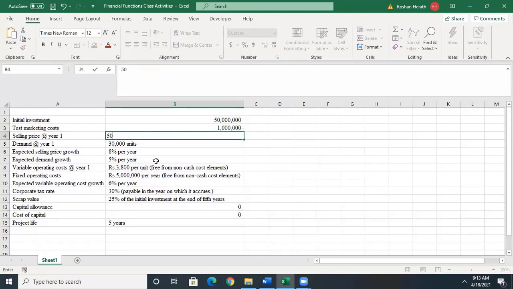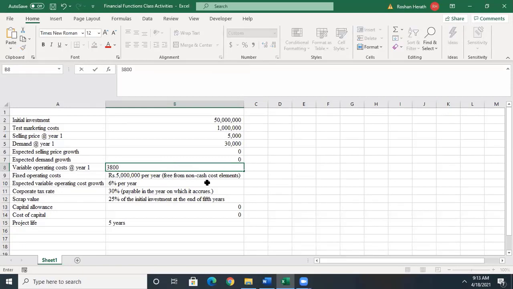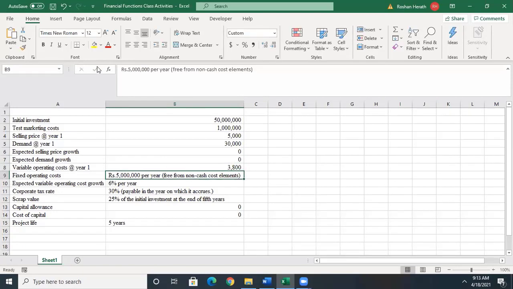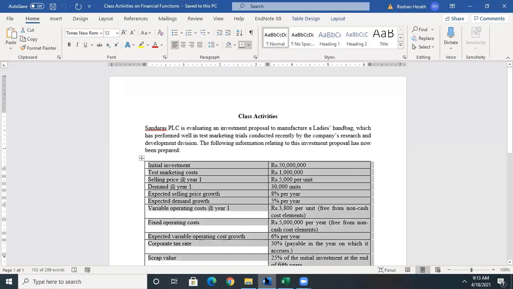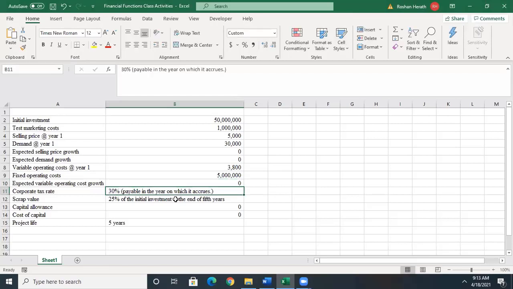Then it's rupees 5,000, demand 30,000, 8%, 5%, 3,800 variable cost. Are we correct? Yeah, it's 3,800. Then it's 5 million. It's 6%.